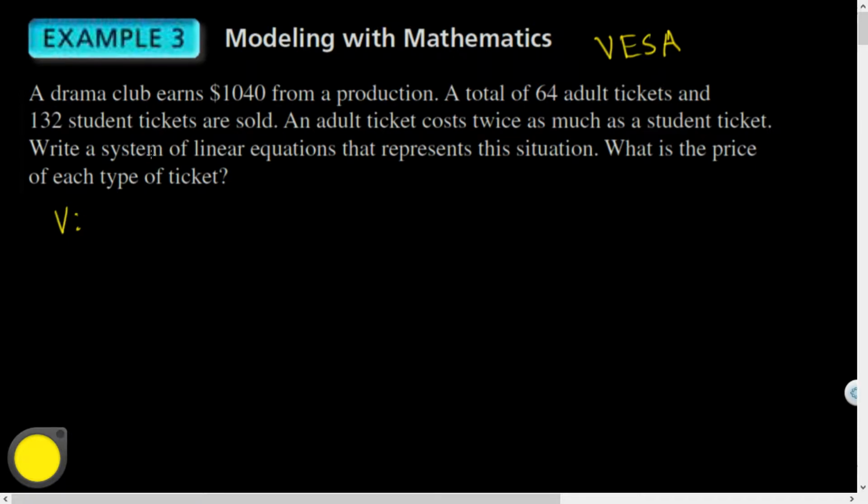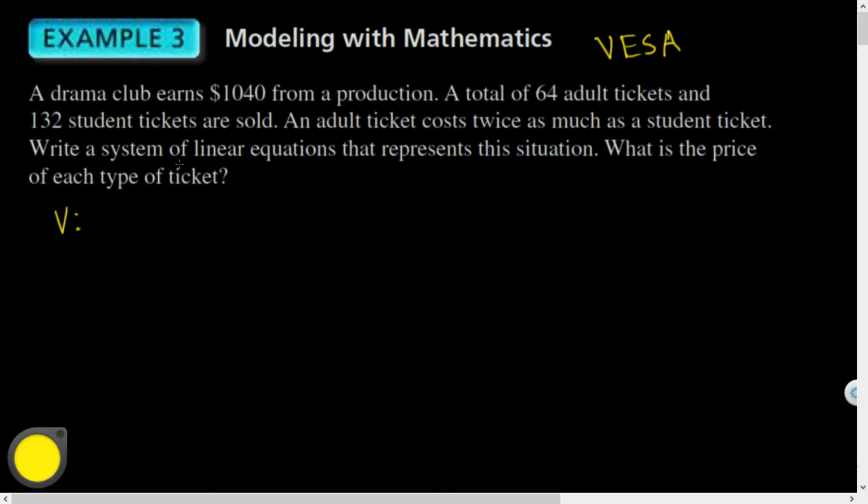We'll do one read through of the problem first. Although, to be honest, for part one of the problem, you just got to look at the last part of the problem. That's all you got to do. But let's read the problem. A drama club earns $1,040 from a production. A total of 64 adult tickets and 132 student tickets are sold. An adult ticket costs twice as much as a student ticket.